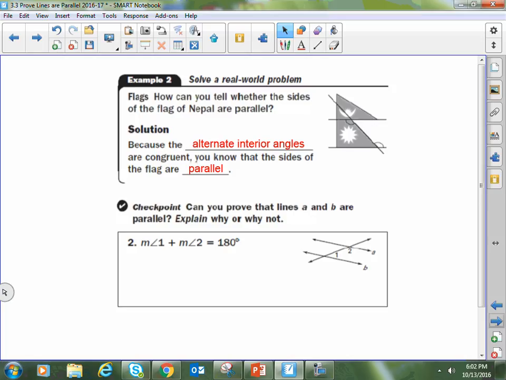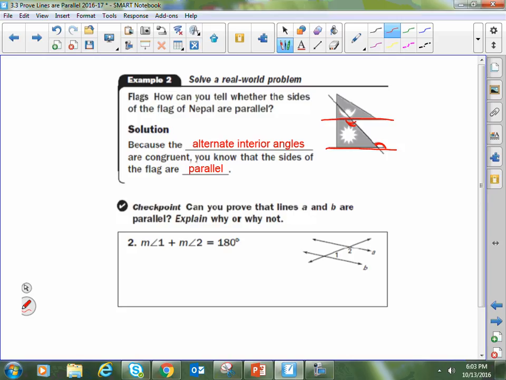So looking at this here, how can you tell whether the sides of the Nepal flag are parallel to each other? Well, in this case, what we're looking at is a line here and a line here. So the angles that we're looking at, which here and here are congruent to each other, well, those happen to be alternate interior angles that are congruent to each other. So that's what allows me to draw the conclusion that those two lines must be parallel to each other.